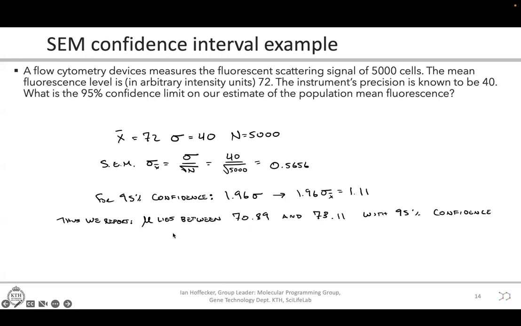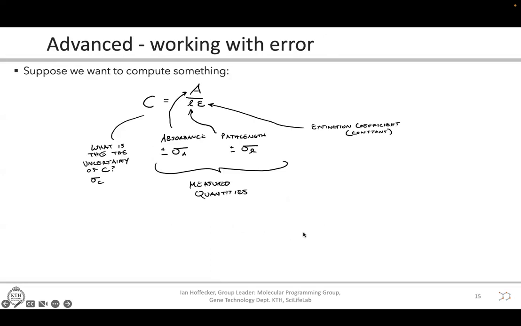So we can word this in the following way. We say the true value, the population mean, lies between 70.89, so I'm subtracting this from our 72, and 73.11, so that's our 72 plus this value here. And since that's 1.96 sigma from the table, we know that this is going to be true 95% of the time. In 95% of universes, this statement is correct: that mu lies between here.